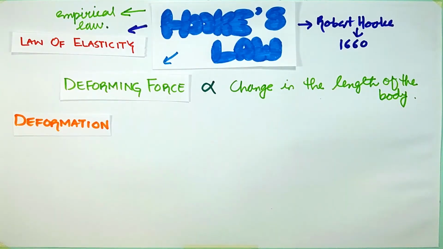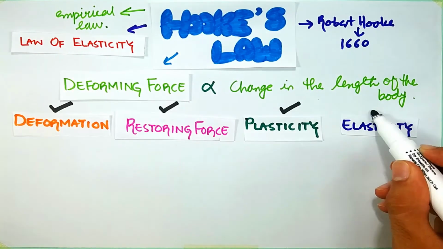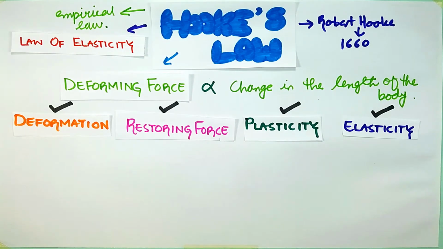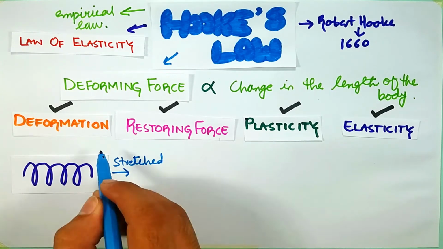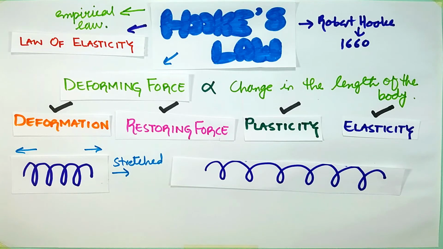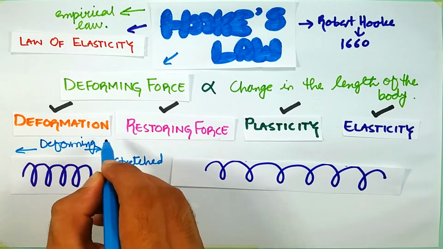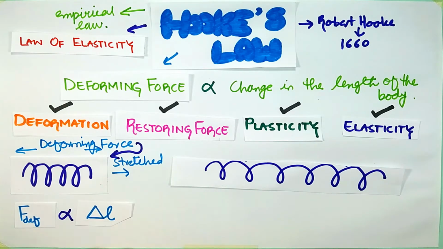Now, as we have learned what a deforming force, restoring force, elasticity, and plasticity are, we can better understand Hooke's law. As we have stated earlier, Hooke's law states that the deforming force is directly proportional to the change in the length of the body. The deforming force may be applied to stretching, squeezing, bending, twisting, or compressing. Mathematically, Hooke's law can be represented by the expression where the deforming force is directly proportional to the change in the length of the body.